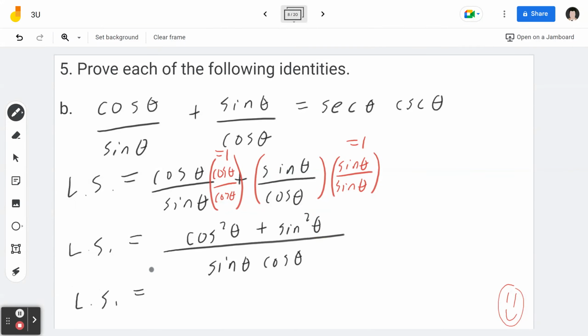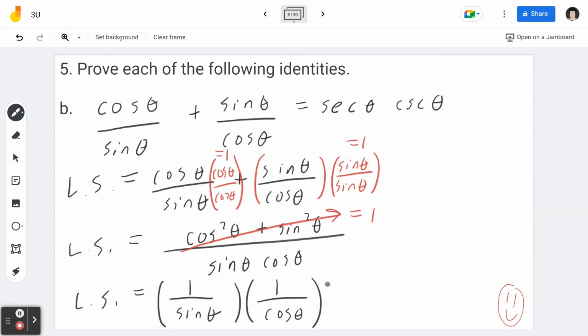Again, if you think about some of the tools that we have written down from before, cosine squared theta plus sine squared theta is exactly 1. And now I can break it apart. So instead of saying 1 divided by sine theta times cosine theta, I break it apart as two fractions. The first fraction is going to be 1 divided by sine theta. The second fraction is going to be 1 divided by cosine theta.